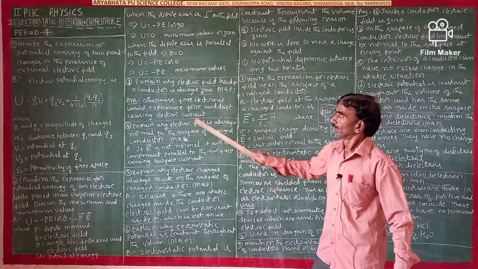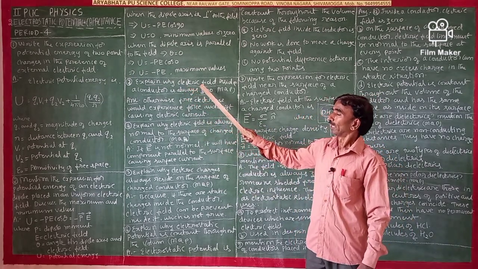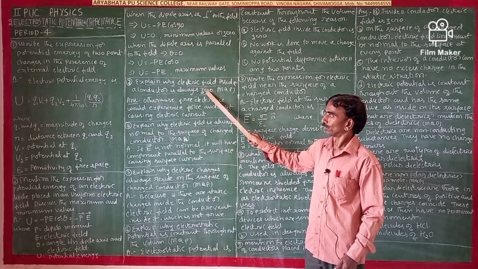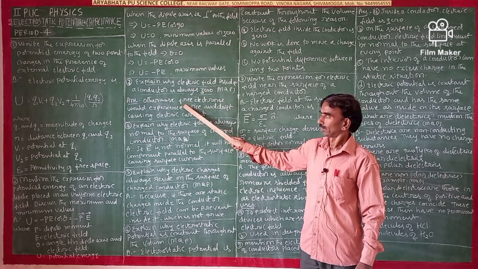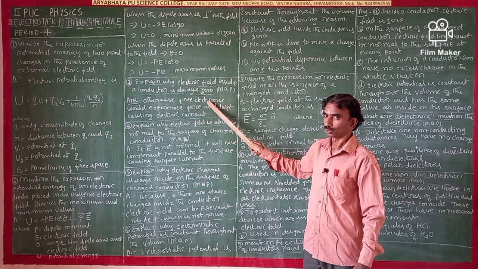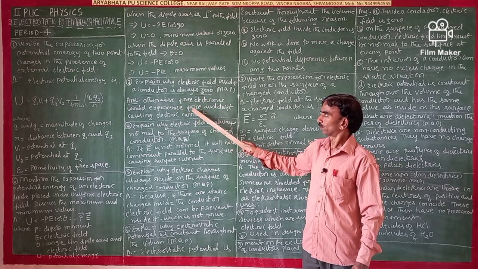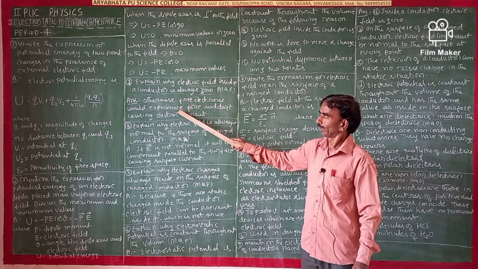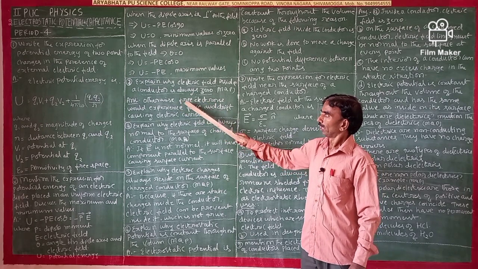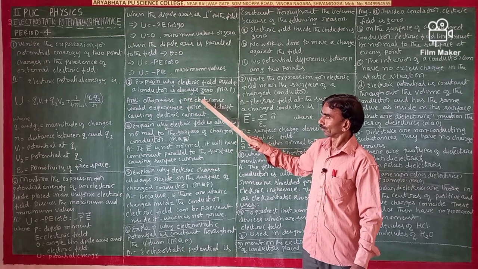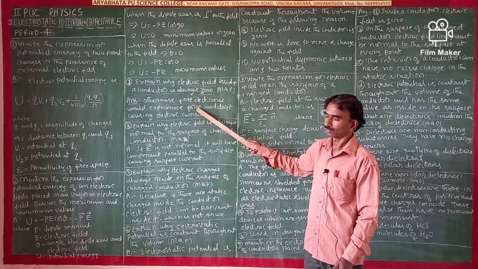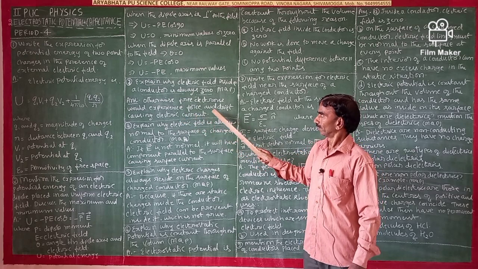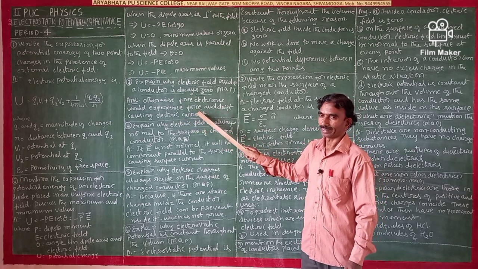Explain why the electric field inside a conductor is always zero. Otherwise, free electrons would experience force and drift, causing electric current.